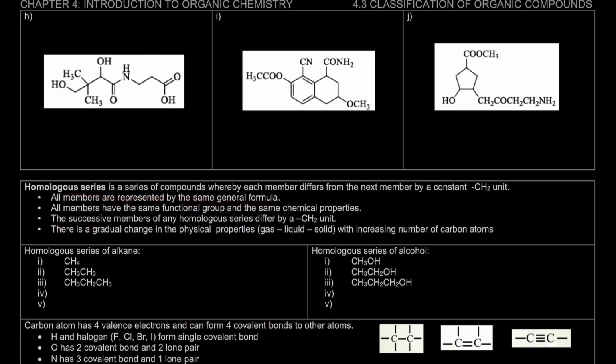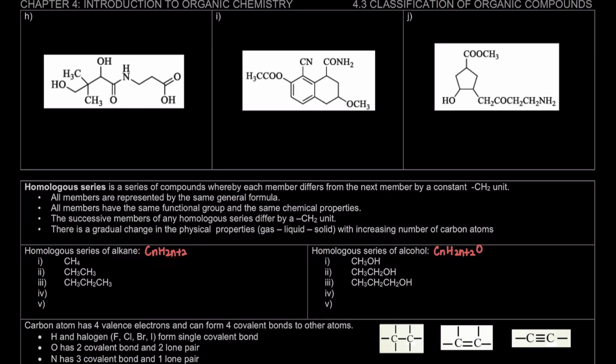First, let us look at the homologous series for alkane. It follows a general formula. For the case of alkane, it is CnH2n+2. So that is what is meant by the general formula. For the case of alcohol, the general formula is CnH2n+2O.